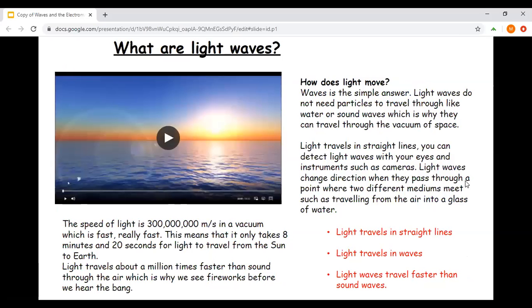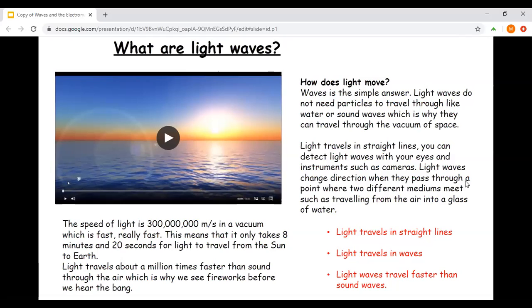Now, light waves, okay? The speed of light is 300 million meters per second, okay? And that's in the air and in a vacuum, okay? A vacuum is space. There are no particles for the light to cause to vibrate and travel through, like sound, okay? Light travels about 1 million times faster than sound, which is why you see the flash of a firework before you hear the bang, or you see lightning before you hear thunder, okay?